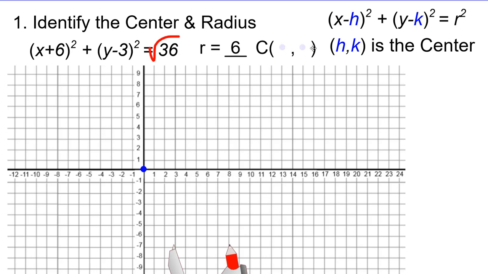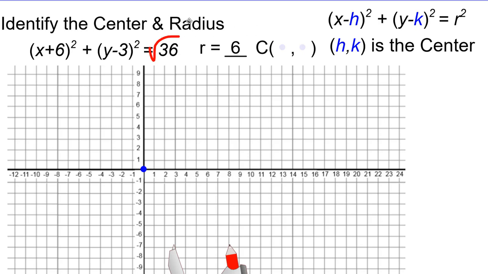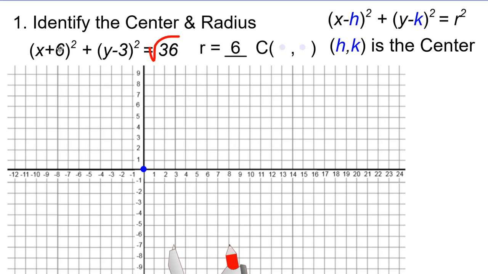Okay, then to find the center, that's the h and the k. So just the opposite of whatever this value is and the opposite of this one as well. So what I want to do is just take the opposite of those two values. So that's going to be minus 6 and positive 3. So the center is at negative 6, positive 3. And we can graph that out. So negative 6, positive 3.